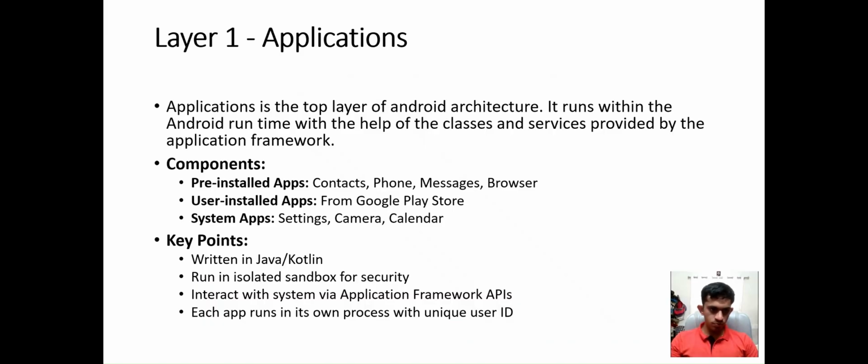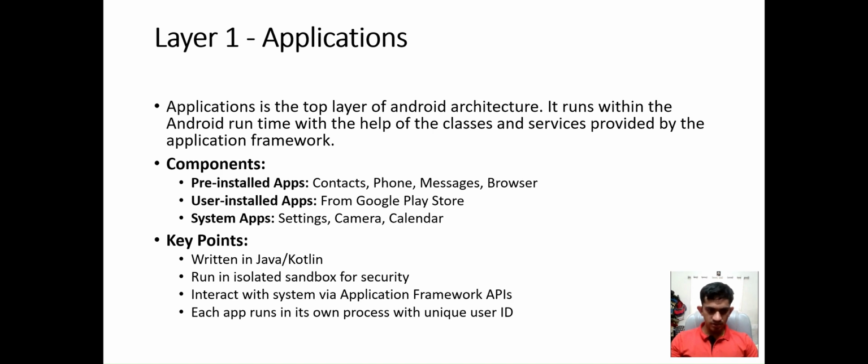Now, we are going to talk about the topmost layer of Android OS architecture, the application layer. It runs on the Android runtime using application framework services. Its components include pre-installed apps like contacts, phone, messages, and browsers, or user-installed apps which are downloaded from the Play Store. System apps like settings, calendar, and camera are also included in the application layer.